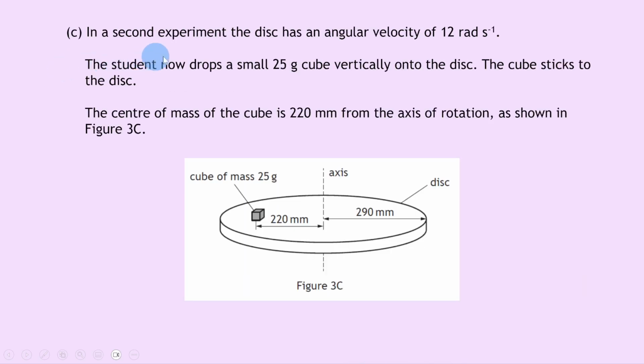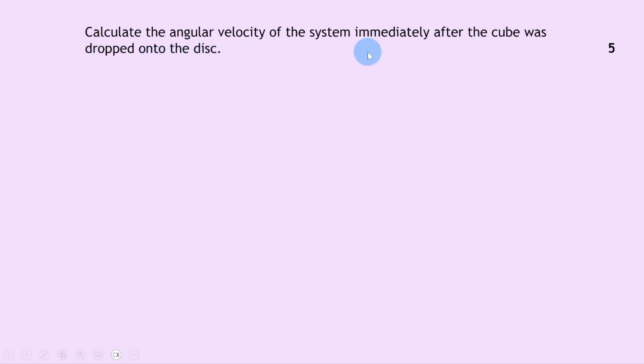Lastly, part C says in a second experiment the disc has an angular velocity of 12 radians per second. The student now drops a small 25 gram cube vertically onto the disc. The cube sticks to the disc. The centre of mass of the cube is 220mm from the axis of rotation as shown in figure 3c. So there's the cube that's at a distance of 220mm from the axis of rotation. It then says to calculate the angular velocity of the system immediately after the cube was dropped onto the disc, and again, we've got 5 marks available here.